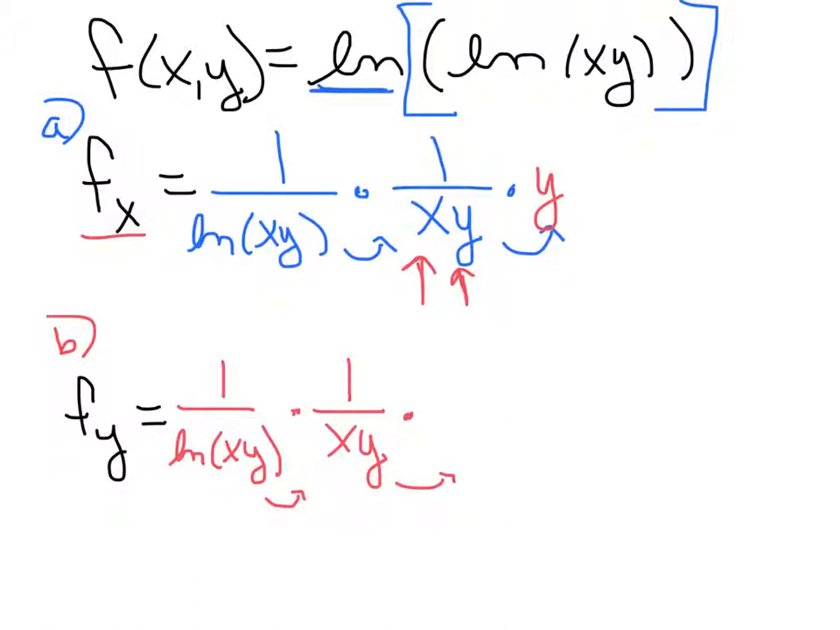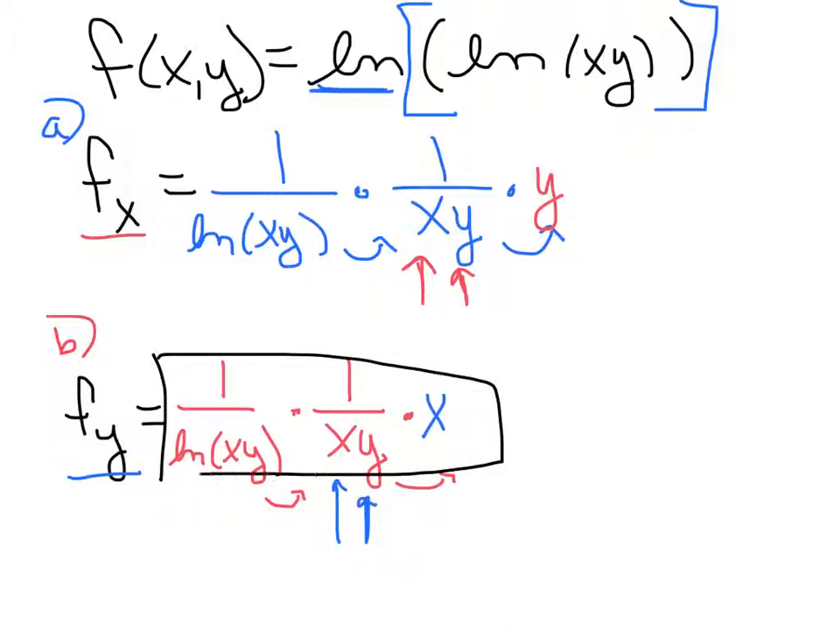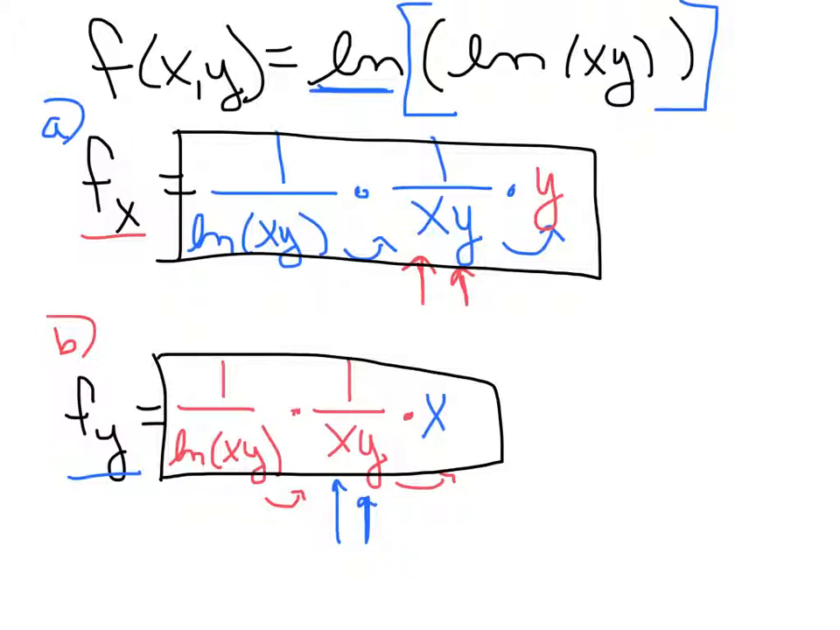Now remember, we're taking the derivative with respect to y, so that x is a constant and comes along for the ride. It's like a coefficient of the y, as if it's like a 17. It just comes along. And then the derivative of that y is just 1, and remember, we do not need to write the 1. And so then you're done. This is your partial derivative with respect to y. This is your partial derivative with respect to x.